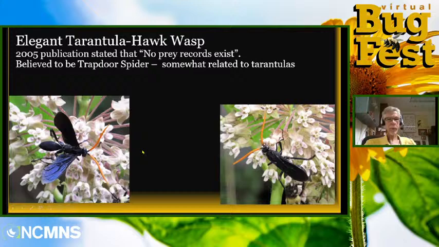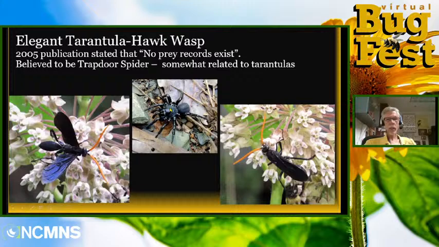But this one, I was sort of surprised. This one's not uncommon, and yet they were saying that nobody had really documented what they feed on, but they were thinking that maybe it feeds on a trapdoor spider. So here's a trapdoor spider. It was a couple blocks away in my neighborhood. And you can see it kind of looks like a tarantula, and in a way, they're related to tarantulas. So maybe that's what they feed on. I didn't take a deep look to see if in the last 15 years somebody has figured out what they're feeding on, but maybe they have. You can see again a bluish cast on the wings of this one. It's all black with these golden antennas.